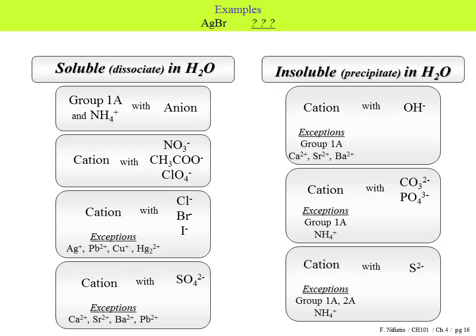Let's see this compound first. This is silver bromide. First, you're focusing on the anion. It's a bromide. Let's go here and see bromides. The bromides are here in this box. All the bromides are soluble with the exception of these cations here. And guess what? The silver is an exception. So the silver bromide is not soluble in water, but insoluble. Potassium nitrate. The nitrates are here, there are no exceptions, so all of them are soluble.